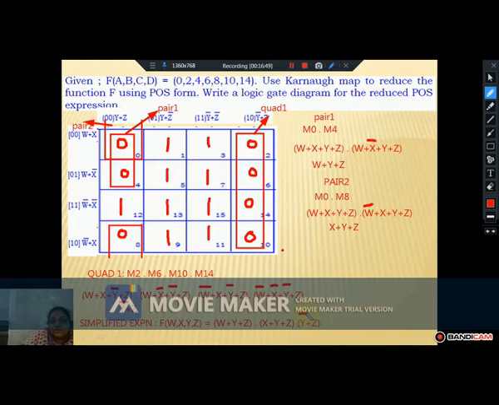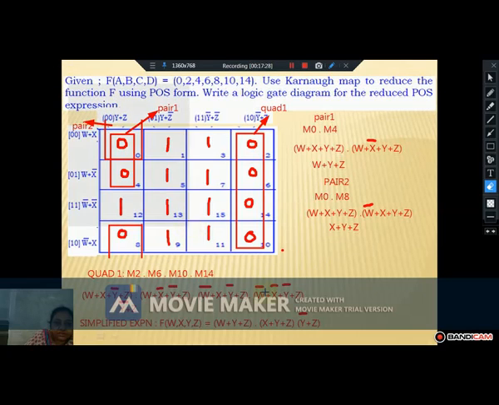For the given f of a, b, c, d is 0 2 4 6 8 10 14. First, the given terms we will mark 0 and the rest of the squares we will put 1. Then we write the expression, take the common terms from it, and then write the simplified expression. So this is about the POS expression.